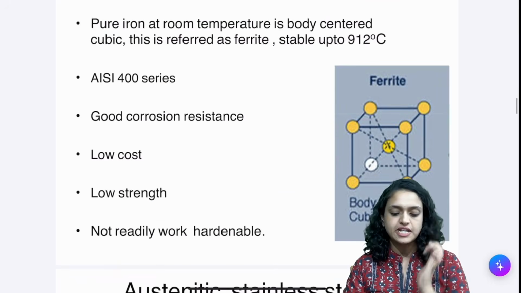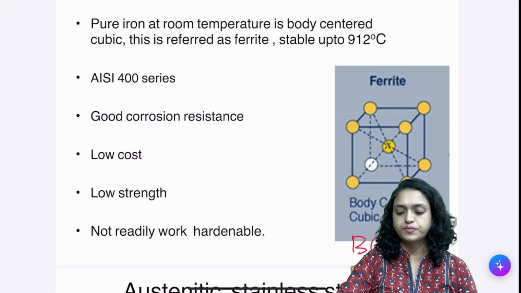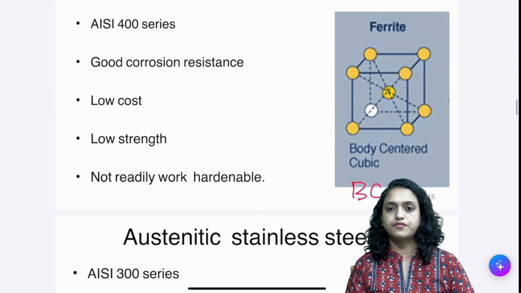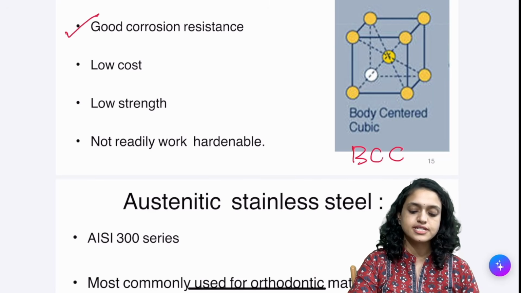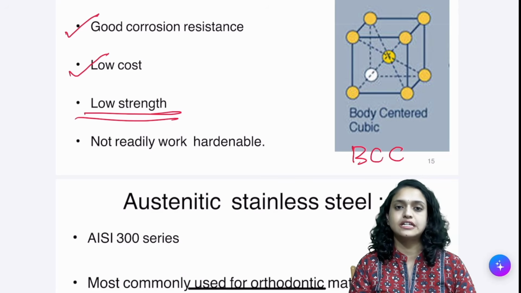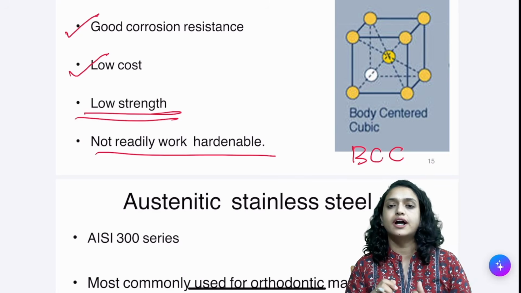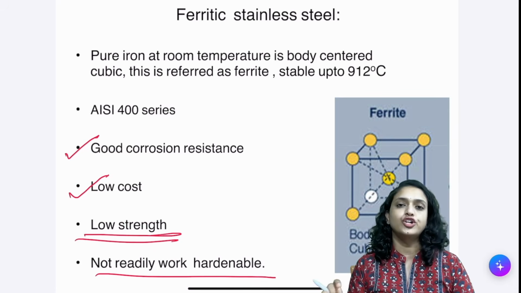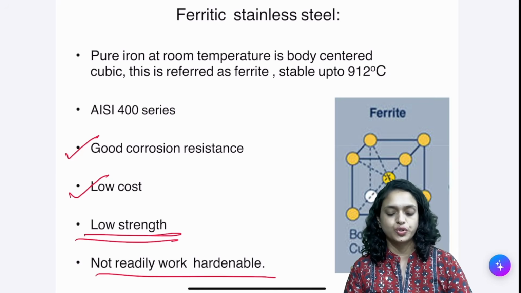Ferritic stainless steel has a BCC structure, body centered cubic. This has good corrosion resistance. It's low cost, but it possesses low strength, so it cannot be hardened. Work hardening is not possible. So ferritic stainless steel is generally not used currently in orthodontics. This ferritic metal alone is not used.